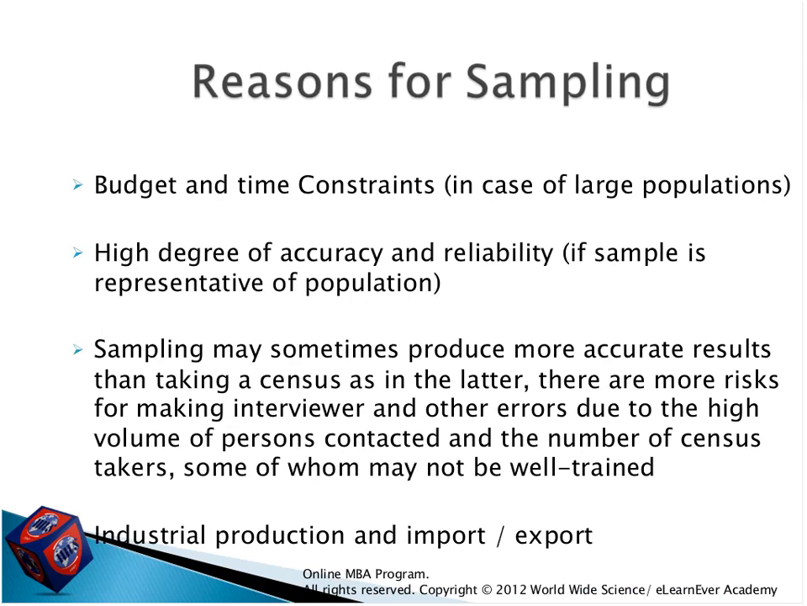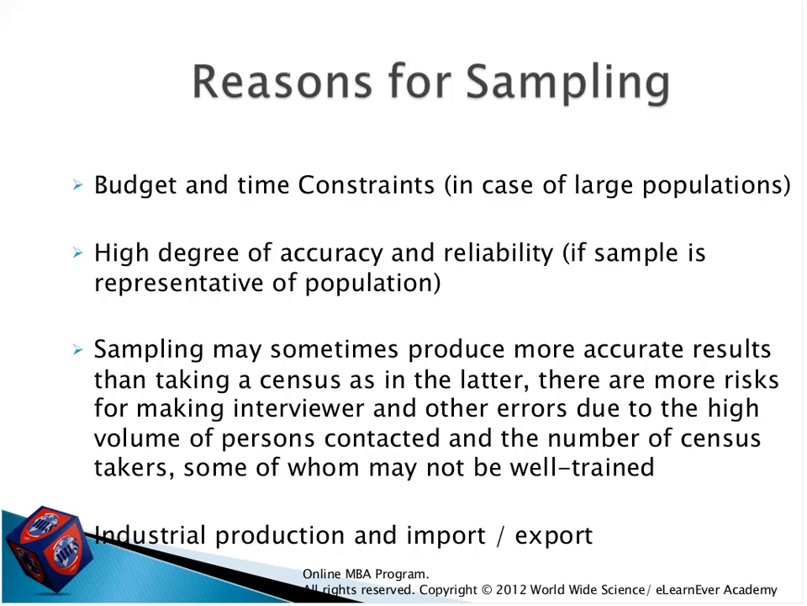Again, a reason for sampling, of course, we have a limit of budget, a financial problem, and also we have a time constraint and a high degree of accuracy and reliability. When we choose the sample, that this sample is representative of the population, it means that we choose it correctly. So in this way, we can achieve the high degree of accuracy and reliability as well.